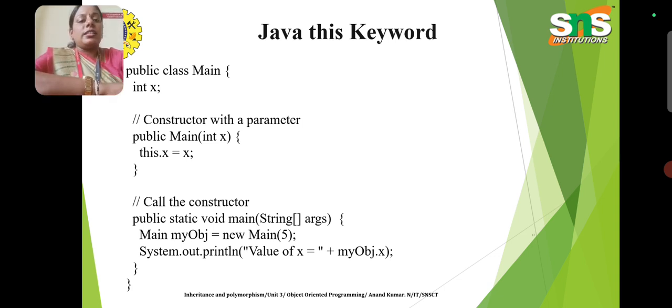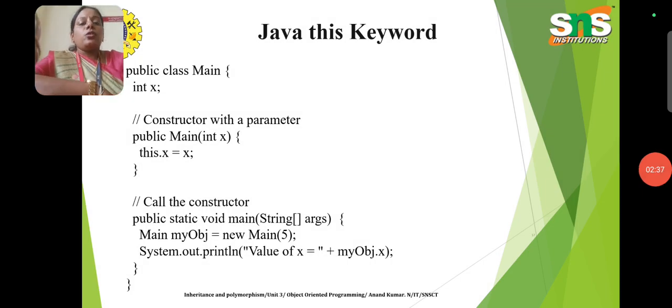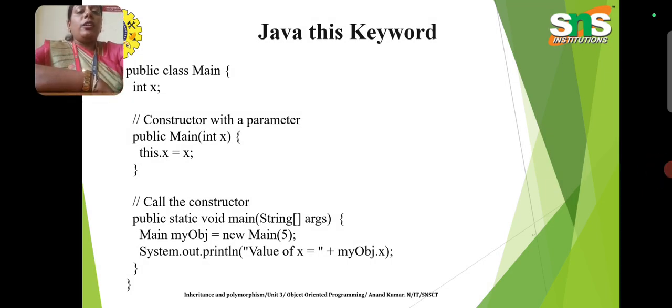So we call the constructor. When we call the constructor, we define the value for that particular variable which we defined by this keyword. Then we create an object for that class main, my object equal to new main. While creating the object itself we call the parameters, we pass the value of the parameter, 5. So the output is 5.